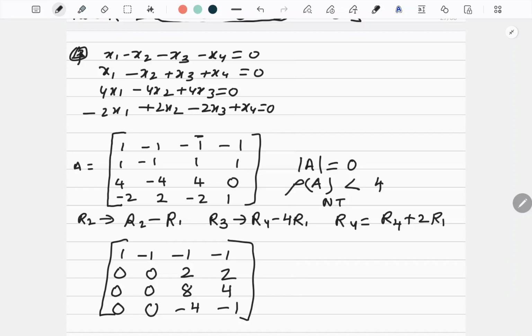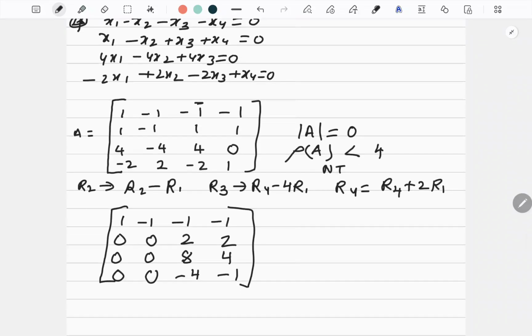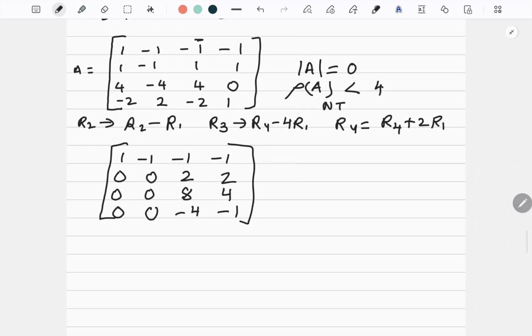So I got this. Now the next thing is that if I move diagonally, this number is already 0. So I should move diagonally to this number 8, and using this I should make this 0. Clearly they are multiples of each other, so I can also divide the third row by 4. It will become easy for me. Now if I divide it by 4, I'll get 2. But here it is 4 and I want to make this 0, so smartly I can divide it by 2 rather than 4. So I'll get 4, then if I add, I'll get 0.